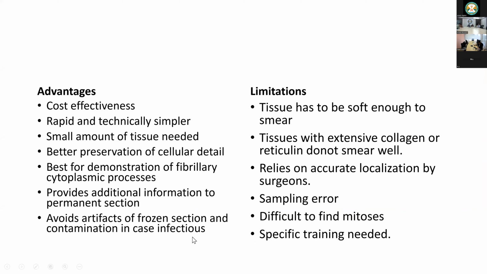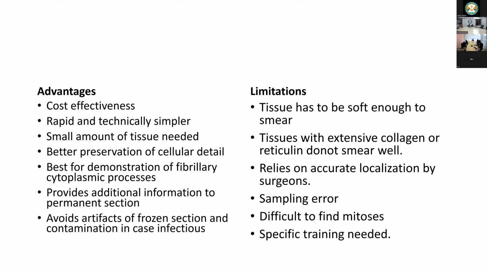The limitations: the tissue has to be soft enough to be smeared, because tissues with desmoplastic reaction or some meningiomas and schwannomas can be difficult to smear at times, or even some tissues with infectious pathology. Then we have to go for frozen sections. Again, tissues with extensive collagen and reticulin are difficult to smear. Relies on accurate localization by the surgeon.